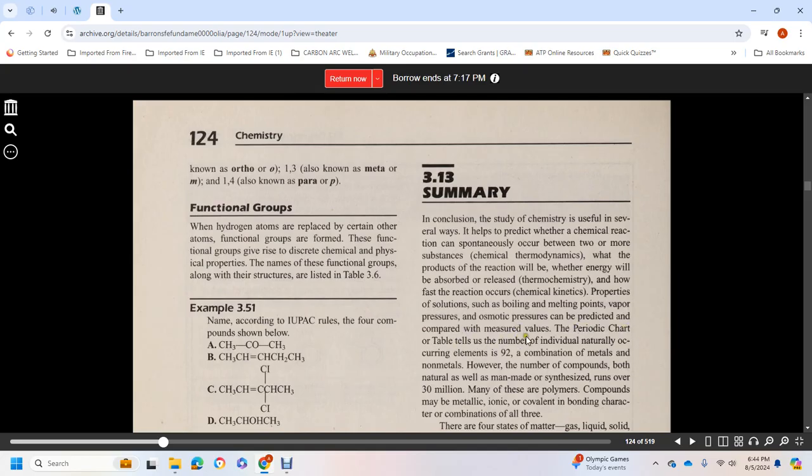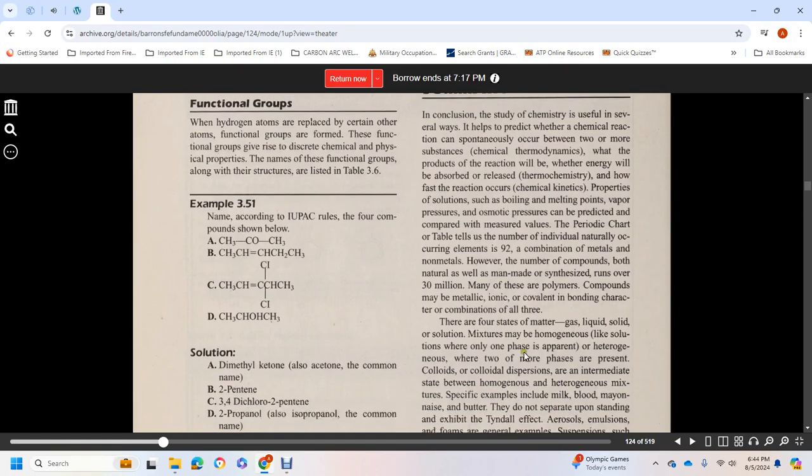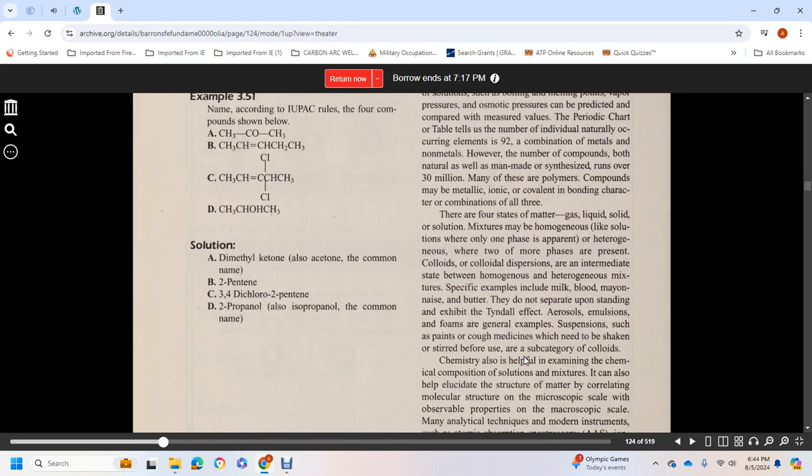The periodic table shows the number of individual naturally occurring elements is 92. Combinations of metals and non-metals, however, produce compounds, both natural and man-made synthesized, numbering over 30 million. Many of the compounds, polymers, and others have metallic, ionic, covalent bonding characteristics, or a combination of all three. There are four states of matter: gas, liquid, solid, and solution. A homogeneous mixture has one phase, as opposed to a heterogeneous mixture with two or more phases present.